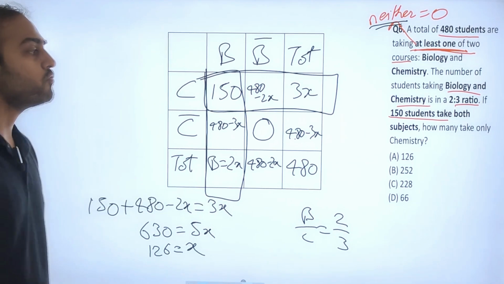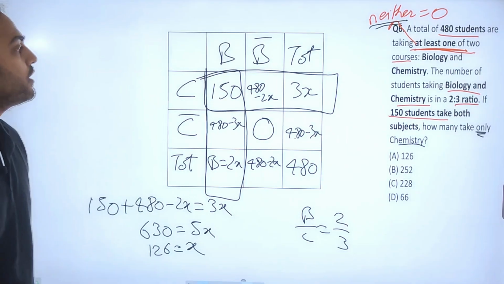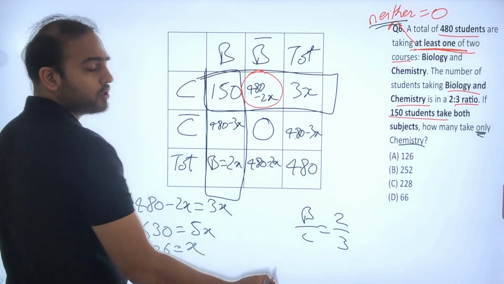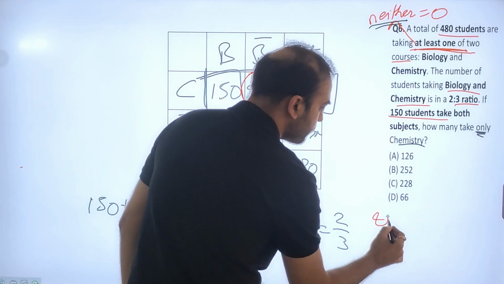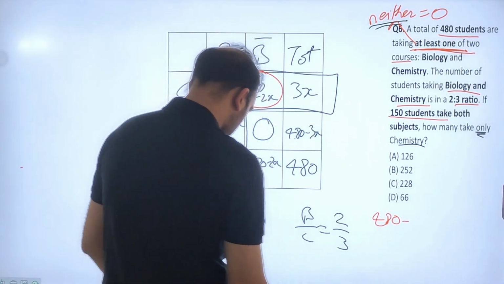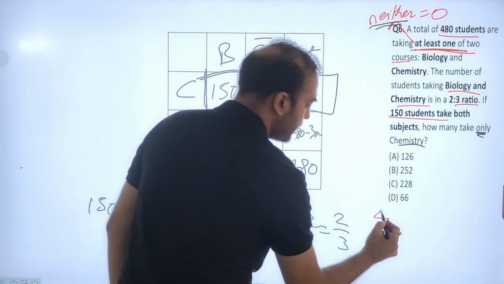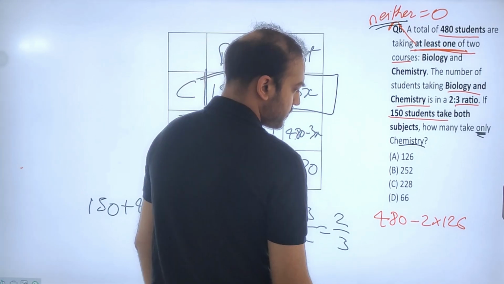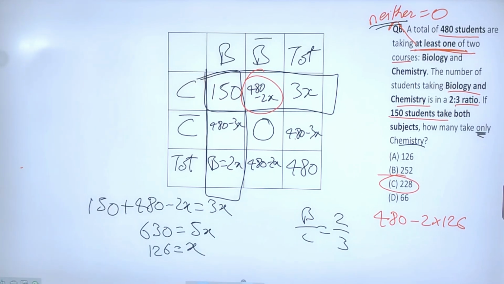Read the question line. What do we want? We want only chemistry. Only chemistry are these people. So you'll have to do 480 minus 2 into 126. That should be 228. Okay, that is 228.